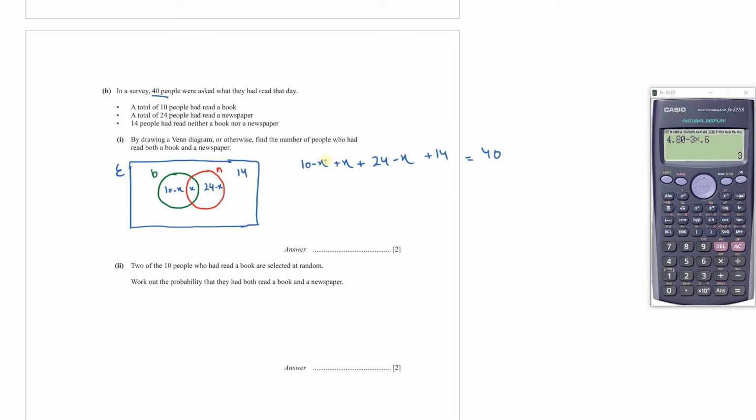So this plus X minus X cancel out. 24 plus 14 plus 10 will be 48. So you get 48 minus X equals 40. This will give X equals 8. So you have to find the number of people who had read both a book and a newspaper, which is actually this X that you have already calculated here. So your answer here will be 8.